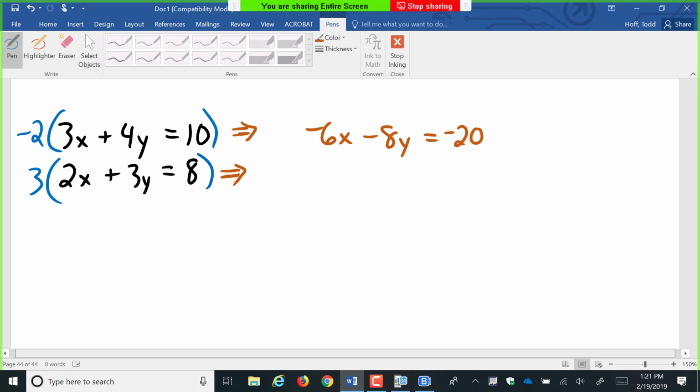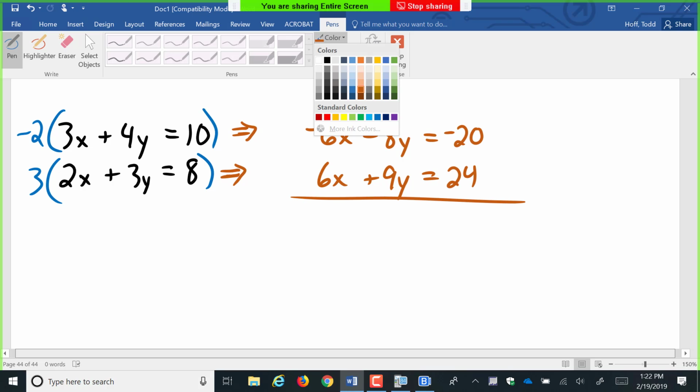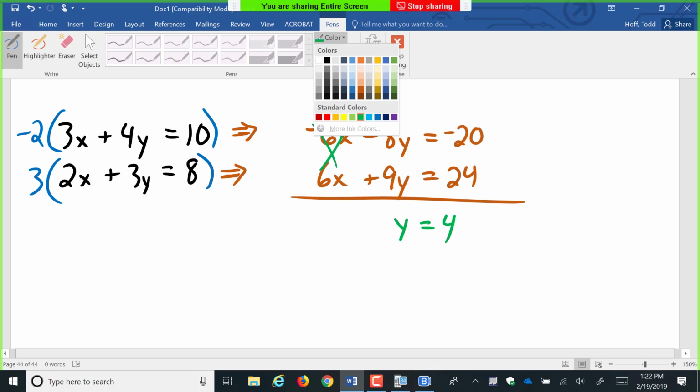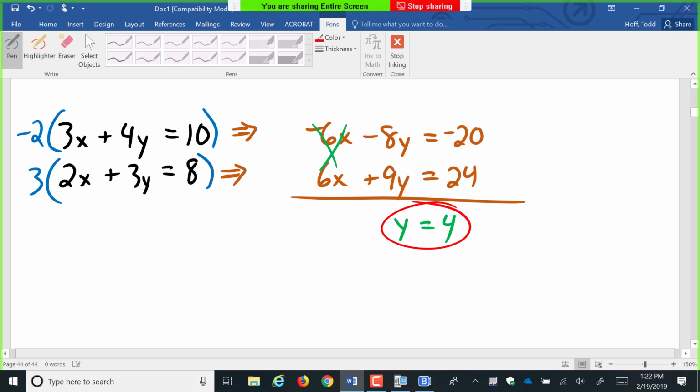So the bottom one, when we multiply that by 3, what do we get? Perfect. 6x plus 9y equals 24. We go to add the equations. Of course, the x's cancel out. What do we get with the rest of it? Y equals 4. Good. If you'd have done it the other way, we'd have negative y equals negative 4, which divides by negative 1 to give you y equals 4. So y equals 4.